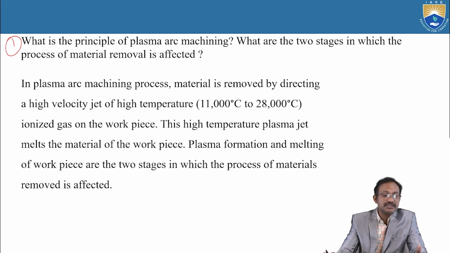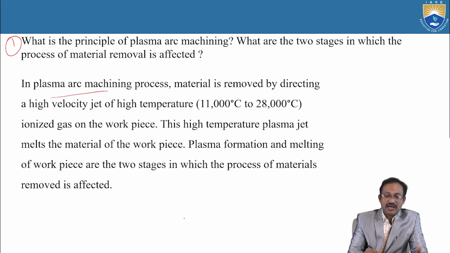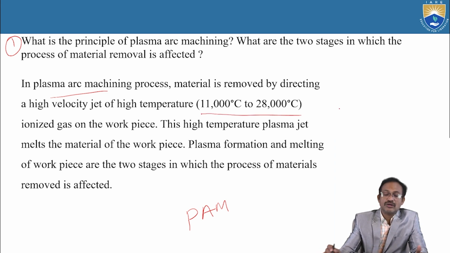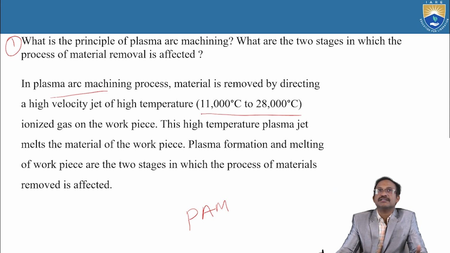The number one question is, what is the principle of plasma arc machining? What are the two stages in which the process of material removal is effected? Plasma arc machining, in simple, is PAM. Material is removed by directing a high velocity jet of temperature around 11,000 degrees centigrade to 28,000 degrees centigrade. Imagine how high it is.